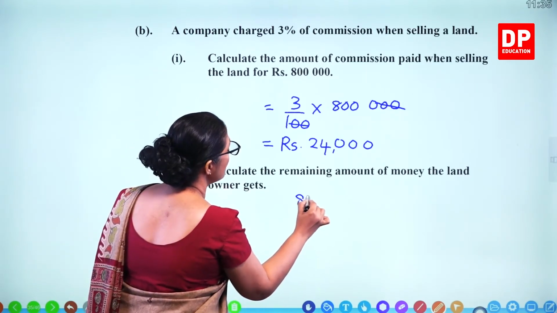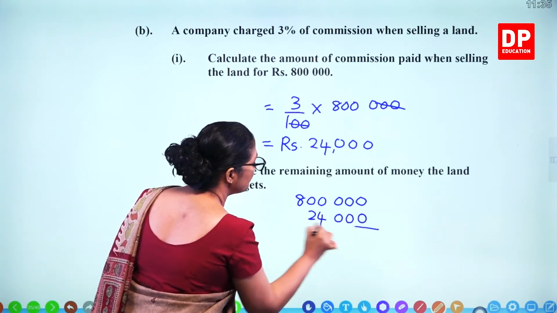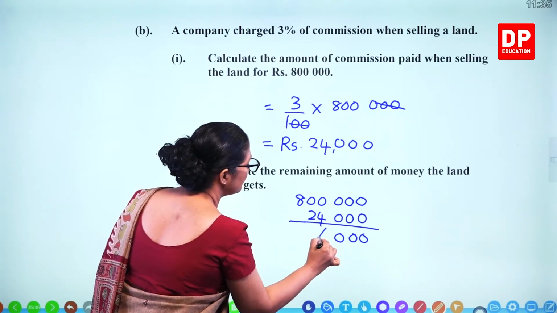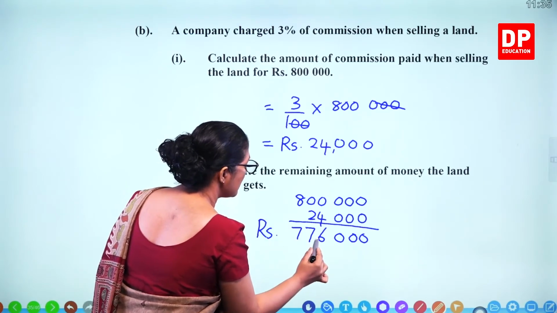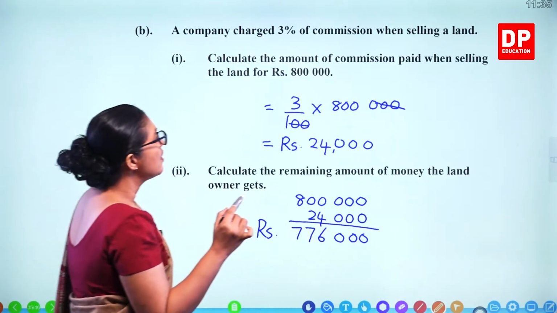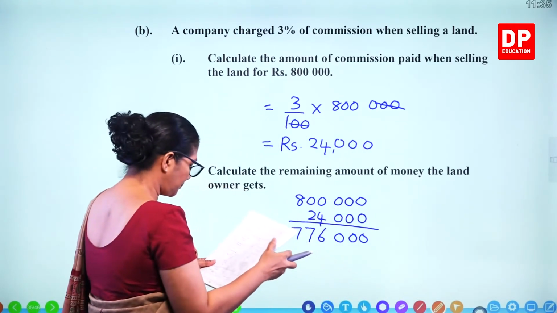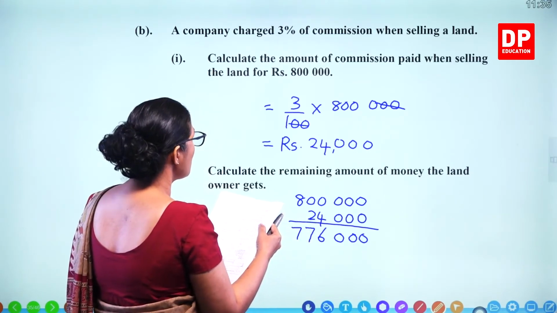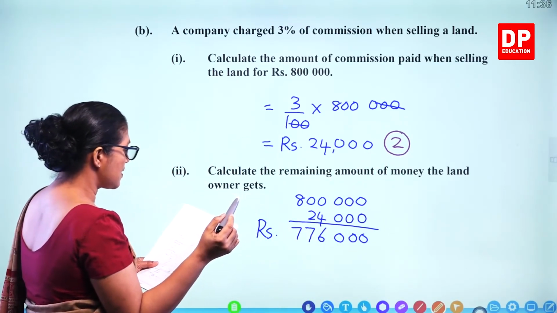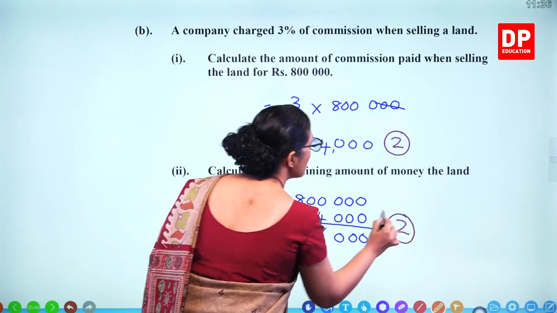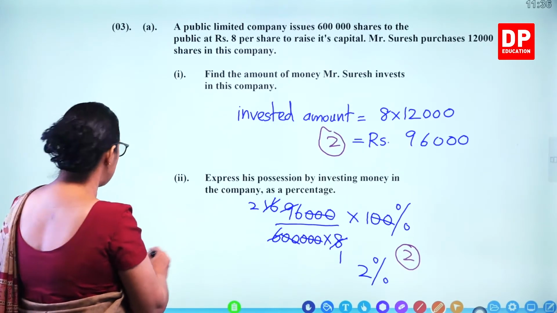We subtract the value. 800,000 minus 24,000. So you get 776,000 rupees. So we'll see how many marks for that. 24,000, that's 2 marks. And 776,000, that's 2 marks again. So 2 and 2, 4, 5, 6, 7, 8, 9, 10. 10 marks for that.